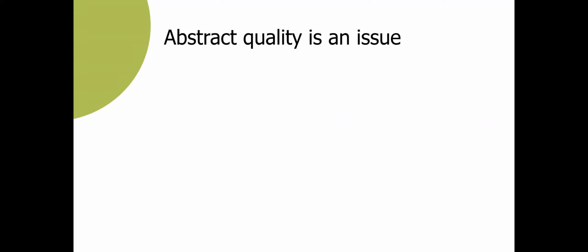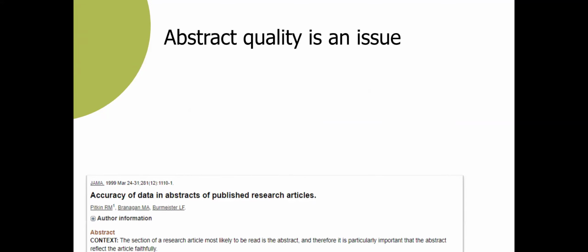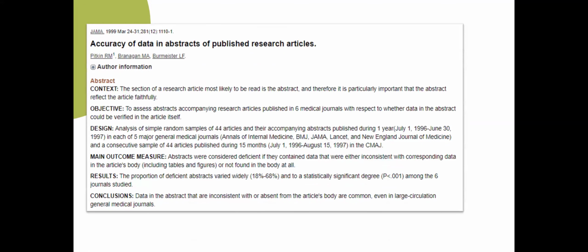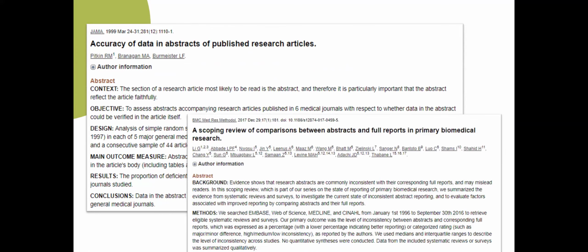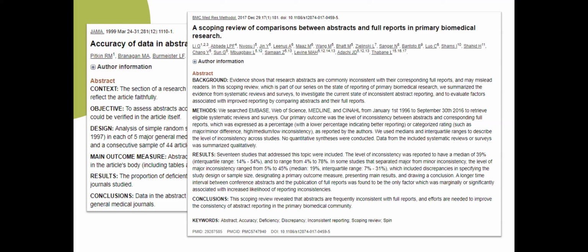The other reason we offer this class is there's some research about abstract inconsistency in biomedical journals, as noted in this JAMA article from 1999. And if you think maybe we've solved this issue, actually, a scoping review from 2017 reported really similar findings, that abstracts are frequently inconsistent with the full reports and that efforts are needed to improve the consistency of abstract reporting in the primary biomedical community.